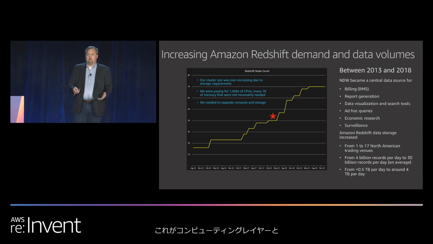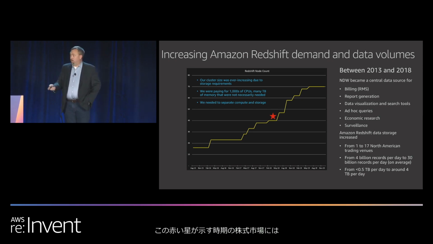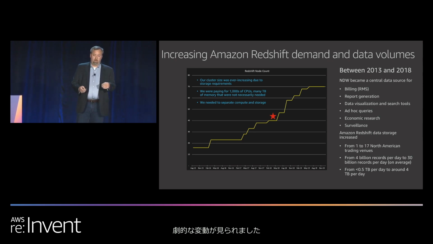So this was the time when we started thinking about separating our compute layer from our storage layer, which implied a data lake solution. Also during this time, where you see the red star, was a time when market volatility dramatically increased.